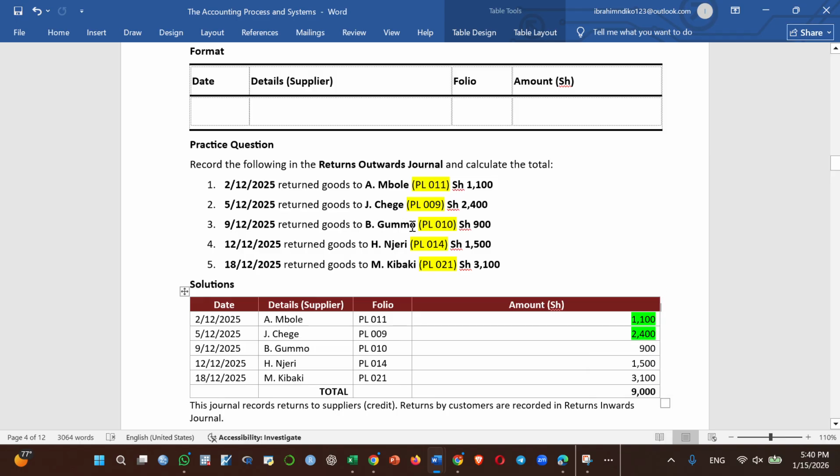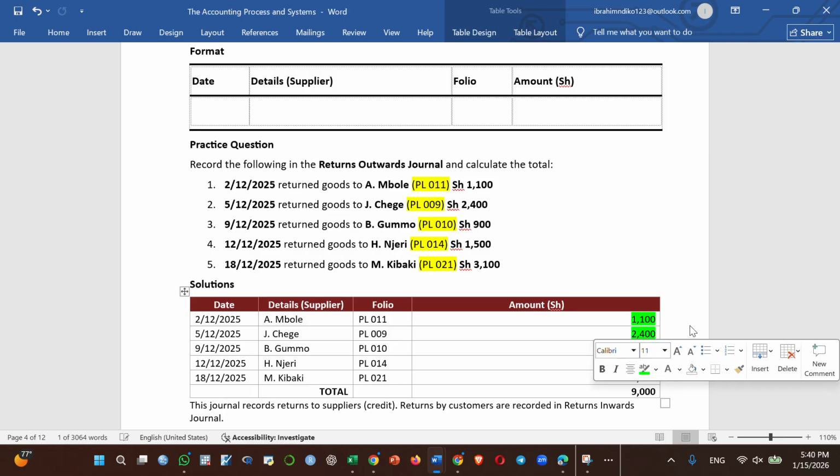On date 9, Gumo returned goods. And Gumo, remember the reference number is PL010. You can see it here, Gumo, PL010. The date is date 9, that is correct. Then the amount is what? 900. So you record the 900.